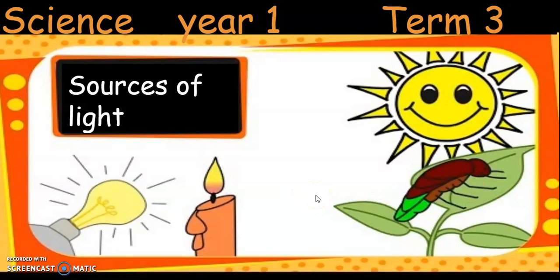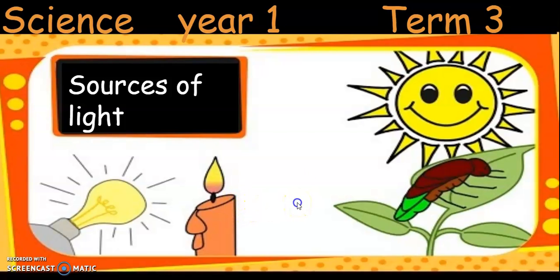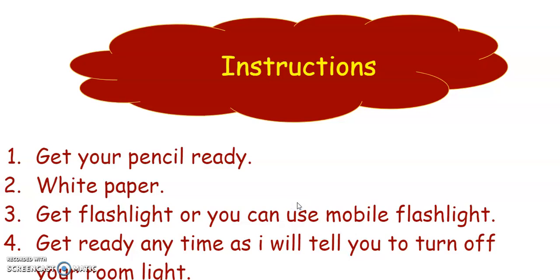Our science lesson today is about sources of light. Before we start, let's get our stuff first. Get your pencil ready, get a piece of paper, get your flashlight, or maybe you can use your lamp. Be ready because I can tell you any time to go and turn off your room light.